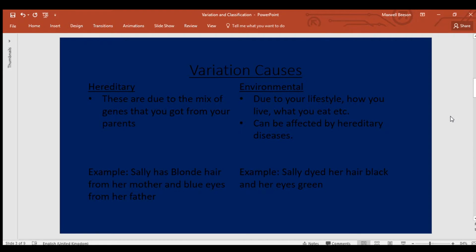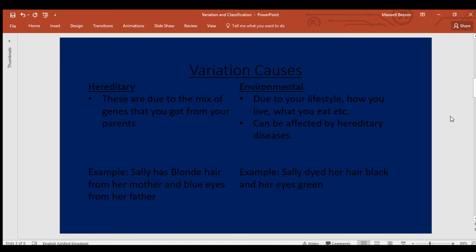There are two types of variation causes. There's hereditary, which are due to the mix of genes that you inherit from your parents. The example I've got here is Sally has blonde hair from her mother and blue eyes from her father. Environmental causes are due to your lifestyle, how you live, what you eat, etc.